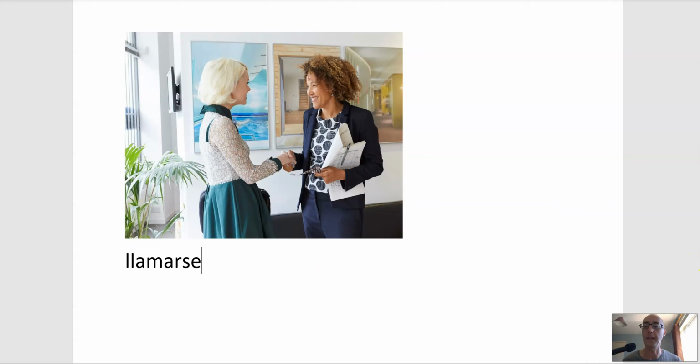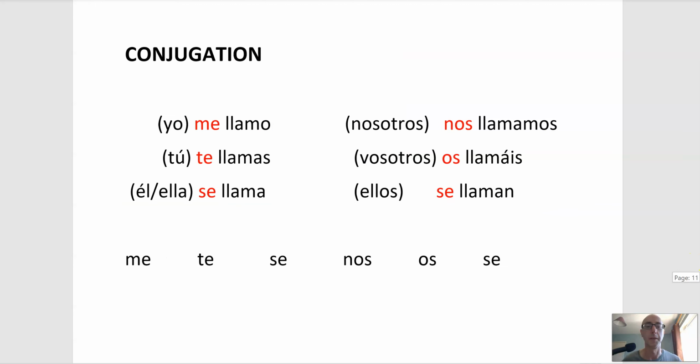Llamarse. Exactamente. Bien, so let's look at conjugating the verb. To conjugate a verb means to break it down into the different grammatical persons. In English we're talking about I, you, he or she, we, you plural, and they. En español, yo, tú, él o ella, nosotros, vosotros, ellos.